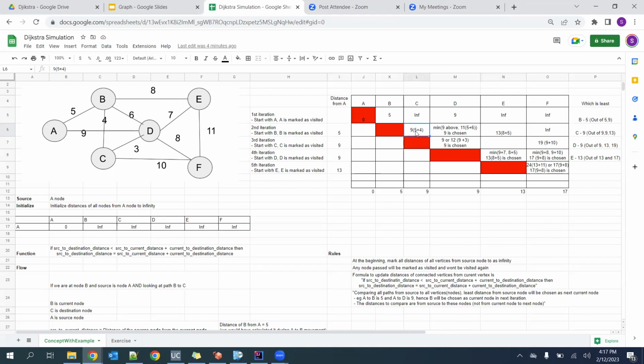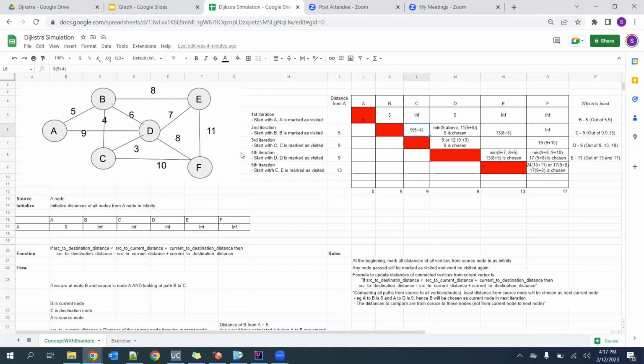Now we have 9 and we have 9 and we have 13. So what is the minimum of this? We can choose any one of these. There are two 9s, right? So we are choosing C. C is our minimum out of this, correct? We could have chosen D also, it would have meant the same. So let's say we chose C.